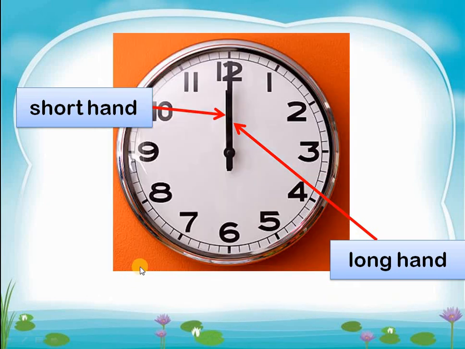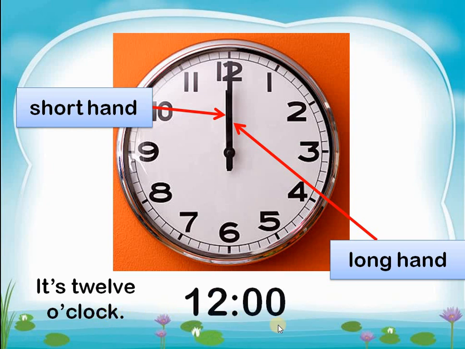Okay, next. Let's look at the short hand. The short hand is pointing at 12, and the long hand is pointing at the same number. Short hand dan long hand menunjukkan nombor yang sama. So, what is the time? It's 12 o'clock. In digital form, it is like this.